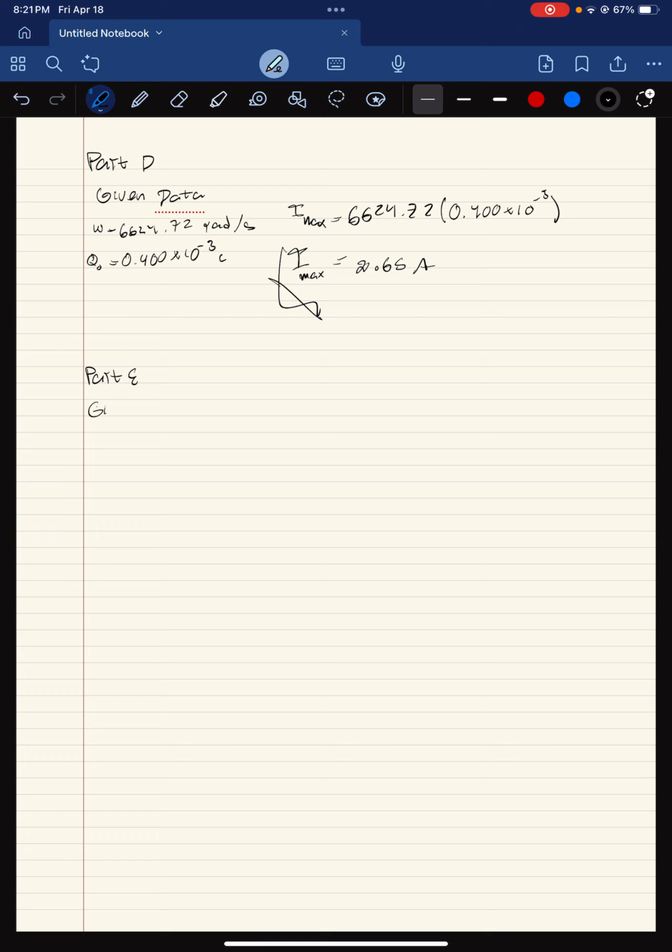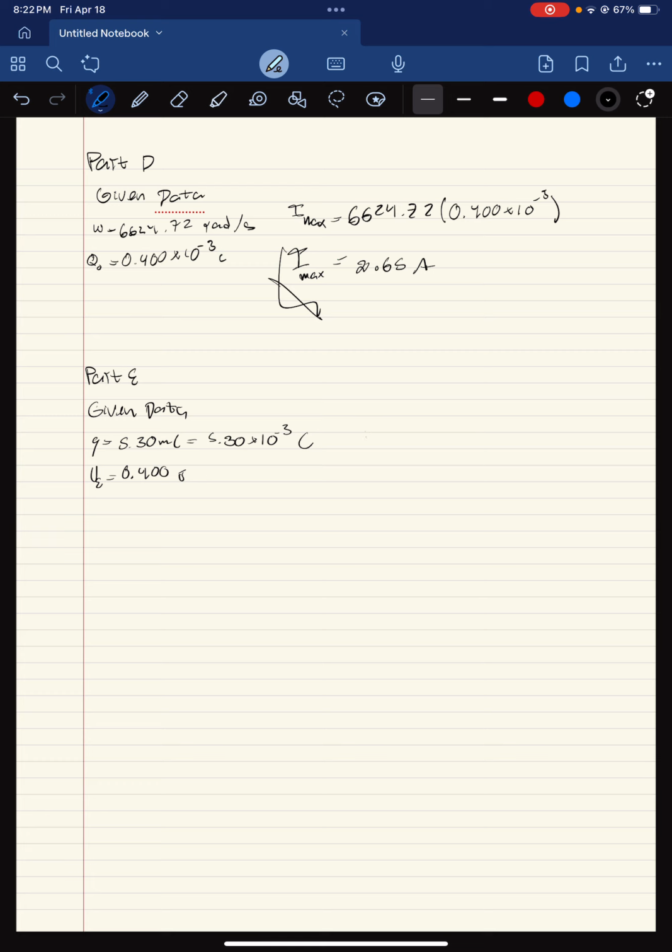So given data, it's 5.30, and we'll see if we want to convert it to coulombs. If we want to convert to coulombs, it's going to be 5.30 times 10 to the negative 3 coulombs. And the joules, we already have the joules, 0.400 joules. Perfect.